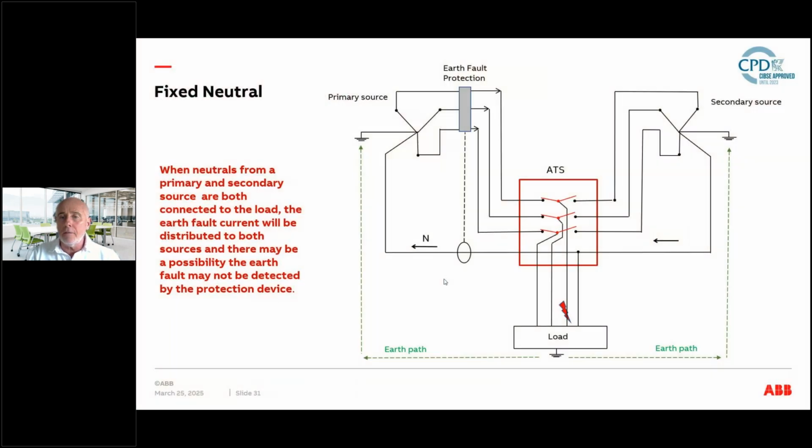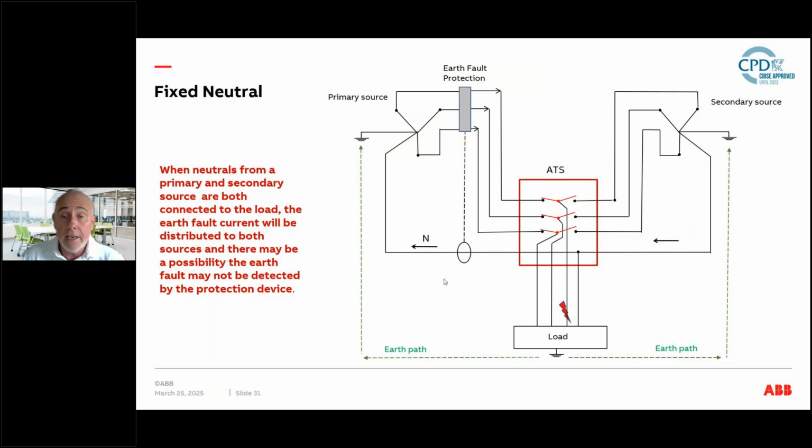So another common area of conversations that we have is the neutrals, and obviously more important, switch neutrals or not. So just to run through a few examples there. The first one is, as you can see there, a fixed neutral. This particular diagram is showing you the ATS unit in the red box. So we got 3 poles there, but as you can see, the neutral now is not switched. It's a fixed neutral. So if you look at the primary source on the left, and then we got the secondary source on the right, and then we have a load.